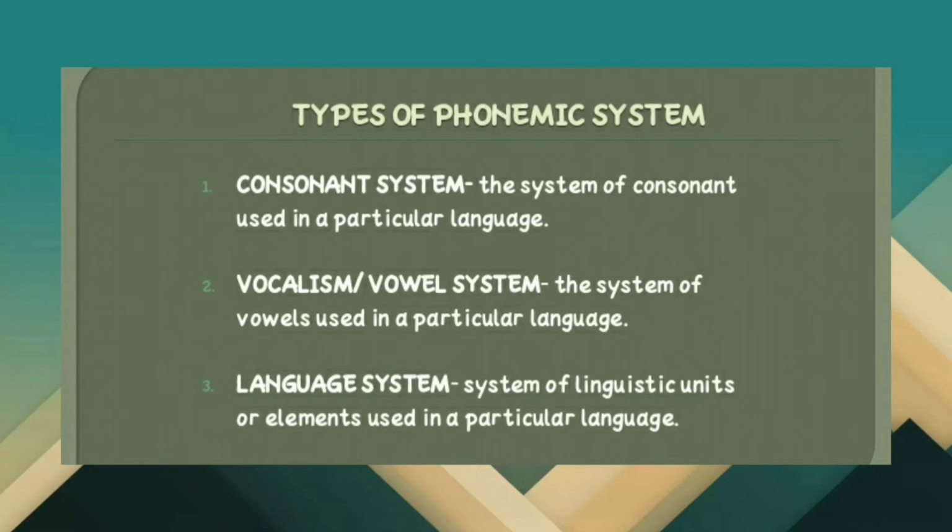Types of phonemic system. First is the consonant system, the system of consonants used in a particular language. Second is the vocalism or vowel system, the system of vowels used in a particular language. Last is the language system, the system of linguistic units or elements used in a particular language.